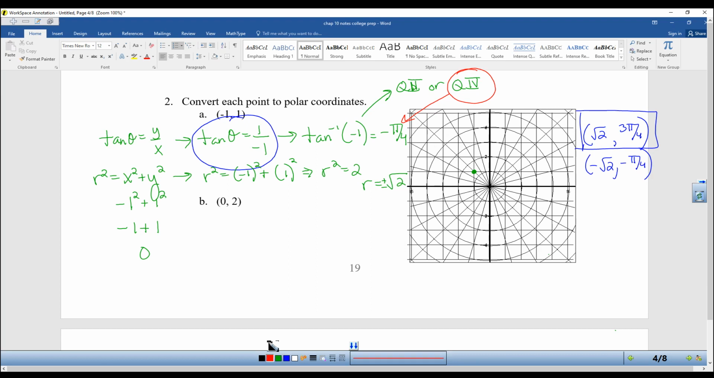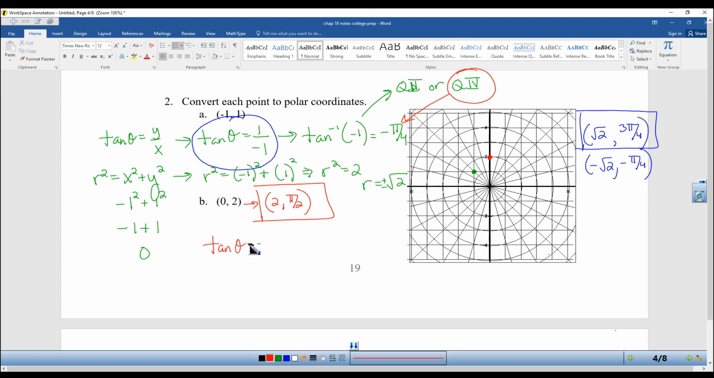Okay, let's do the next one. 0, 2. Now, if you graphed that, you really don't have to do any of this work. You can just look at that and say, oh, well, clearly that's 2, pi/2. So I'm going to try and reward you when I can for actually bothering to make the graph. But just to show you that it'll still work if you choose to do it the long way.